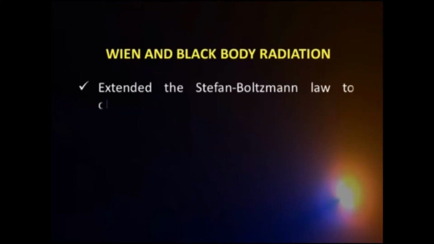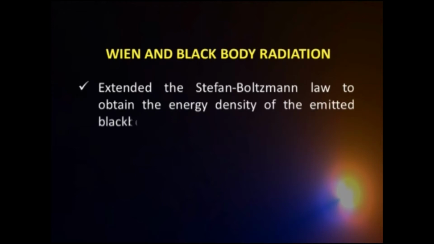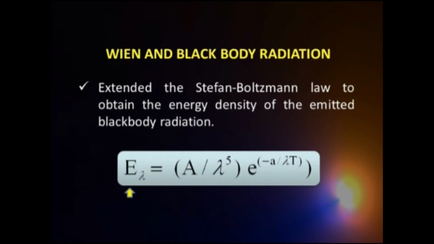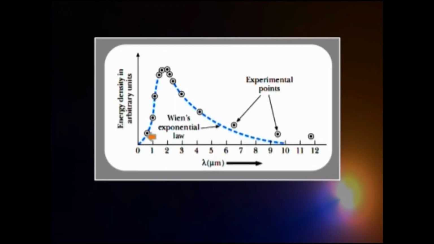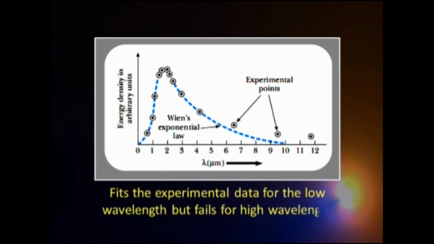When we try to explain the energy distribution curve, the whole curve as such, Wien, using the Stefan-Boltzmann law and modifying it further, gave an expression which shows that E lambda, the energy emitted at a given wavelength, is proportional to 1/lambda^5 and so on and so forth. This agreed to a good extent with the experimental observation. These dots are our experimental points, and this dotted line gives the prediction from Wien's law. For lower wavelengths, Wien's explanation matches the experiment, whereas for high wavelengths there is a discrepancy.